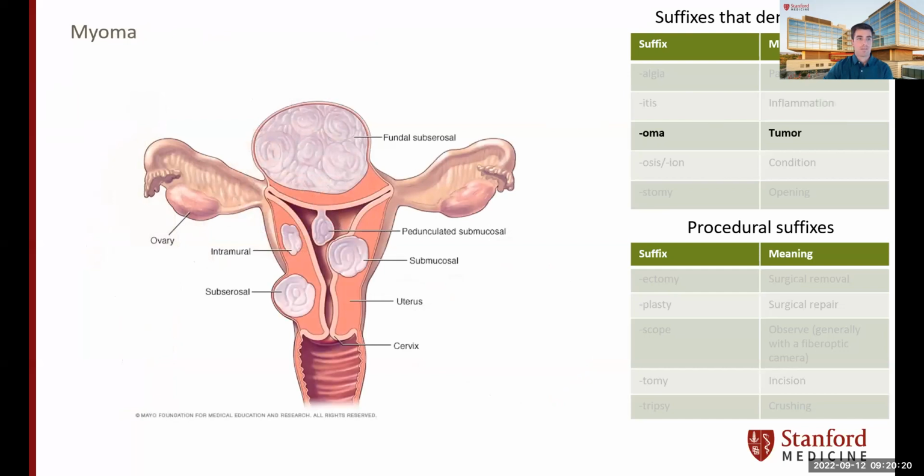A myoma is a tumor. What we're looking at here are actually leiomyomas. So we can add a prefix to it, which are smooth muscle tumors in the uterus. And the common colloquialism for this is fibroids.